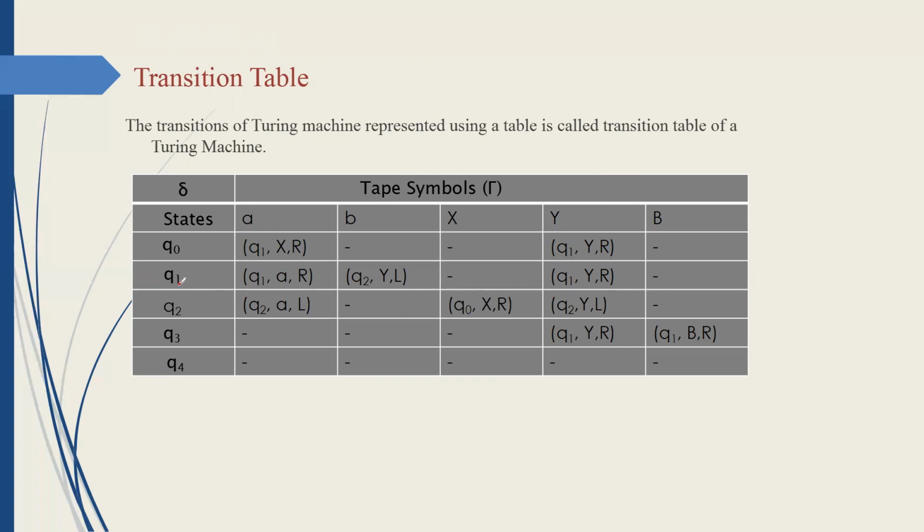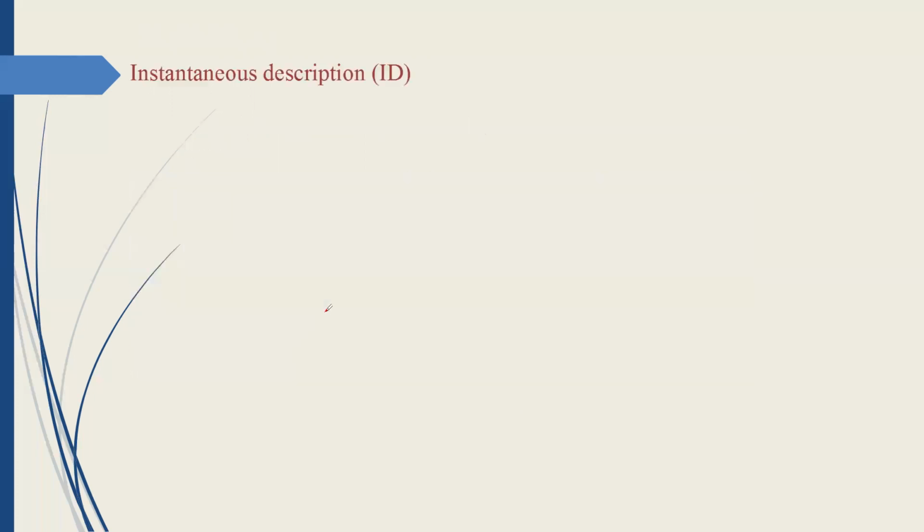State, input, and what action has to be performed. This is a state, these are the inputs, and these are the replaced variables, which variables you are going to replace, and what action has to be performed is represented in our transition table. This is how we represent the Turing machine using the transition table.